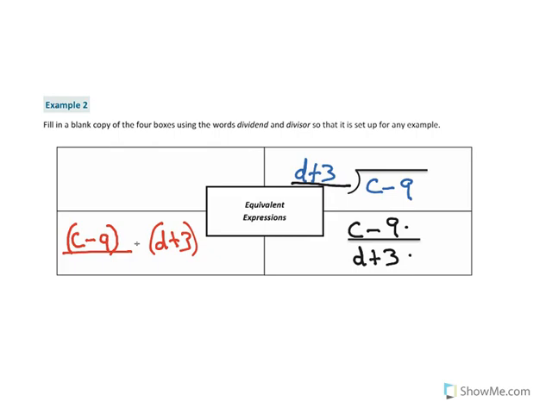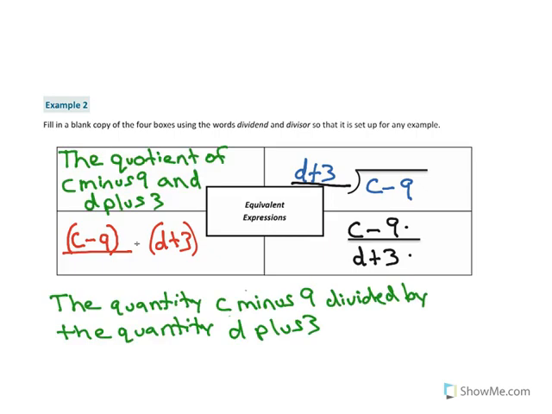All right, so now how do we write this? There are two ways you could do this. The quotient of c minus 9 and d plus 3, or you could say the quantity c minus 9 divided by the quantity d plus 3. Both of those are acceptable. We're going to work with this one being the one that's probably the best one right now.